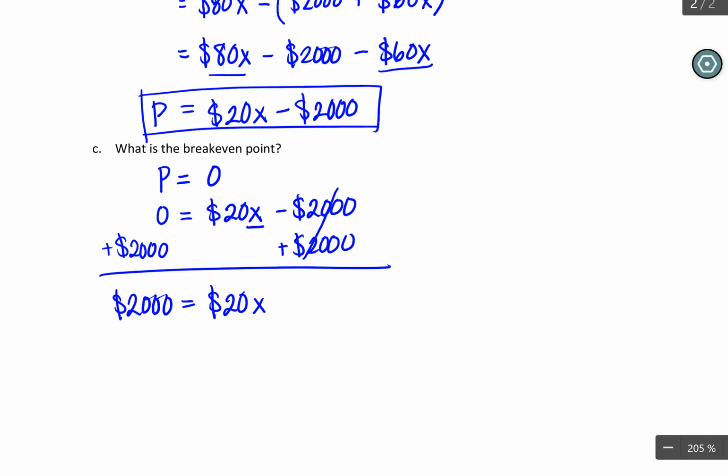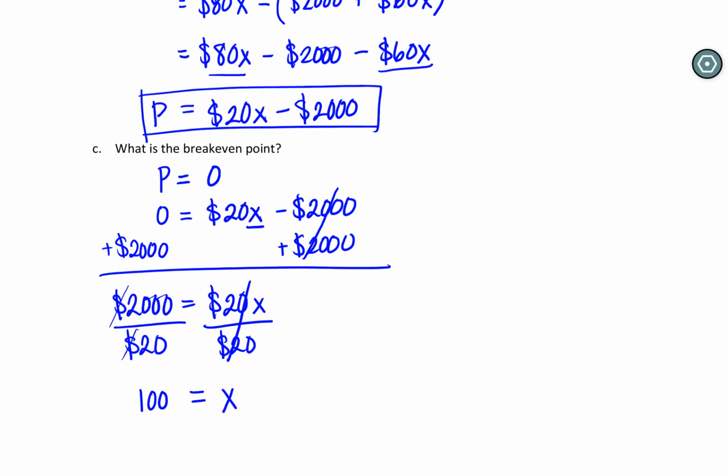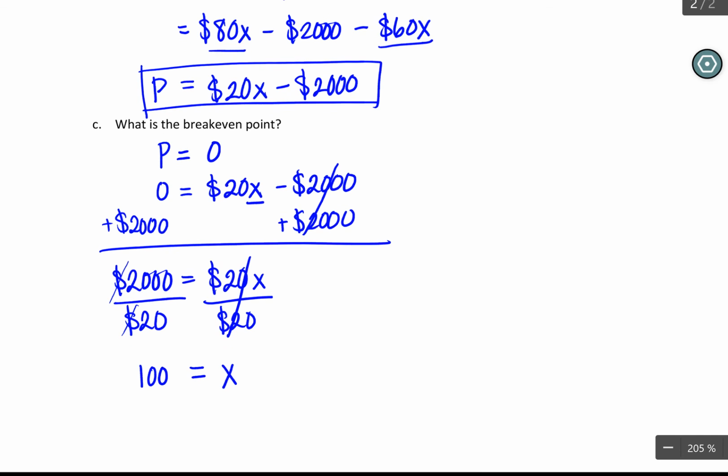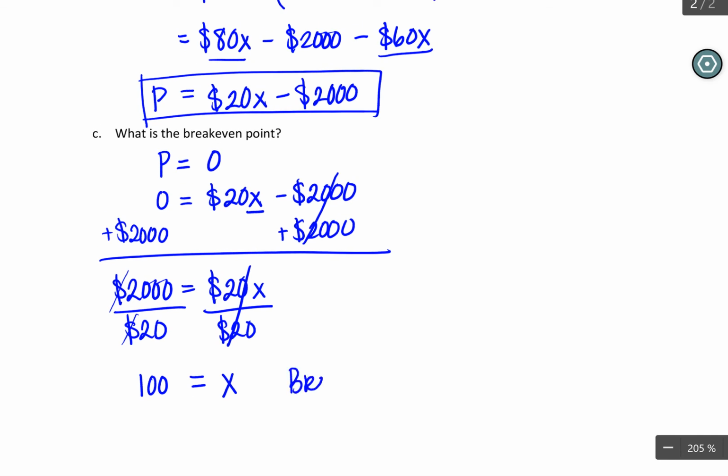We are just solving for our variable X. So we divide by our $20, but again, you must divide on both sides. So we end up with 2,000 divided by 20 equals 100 equals X. So our dollar signs also cancel, which makes sense because we aren't selling dollars of shoes, we're selling pairs of shoes. So 100 equals X, or our break-even point is 100 pairs of shoes.